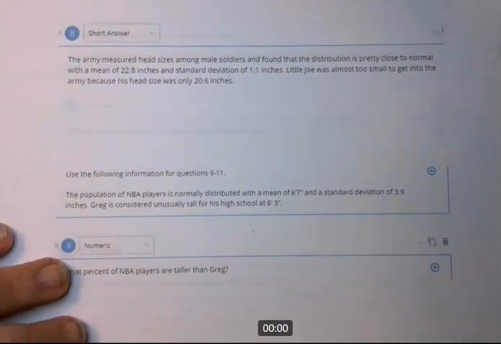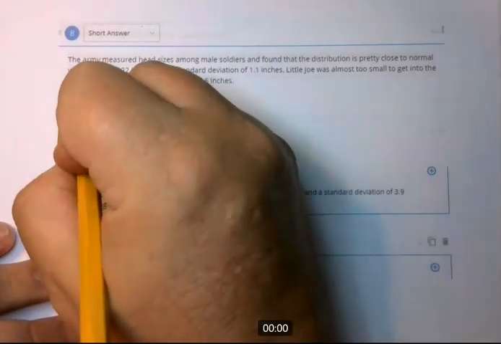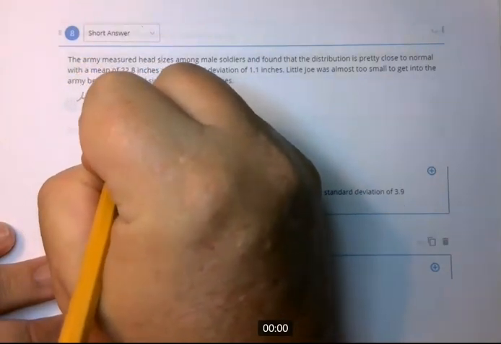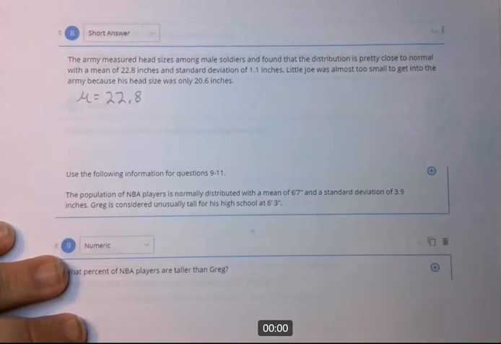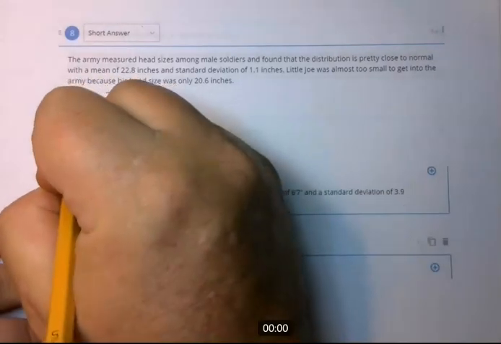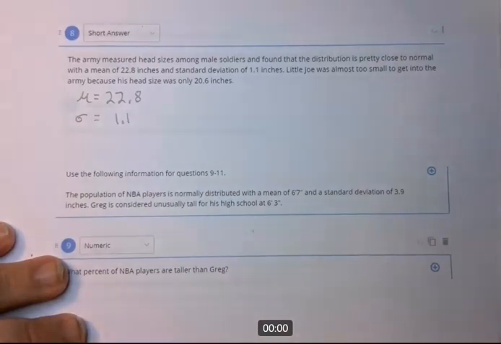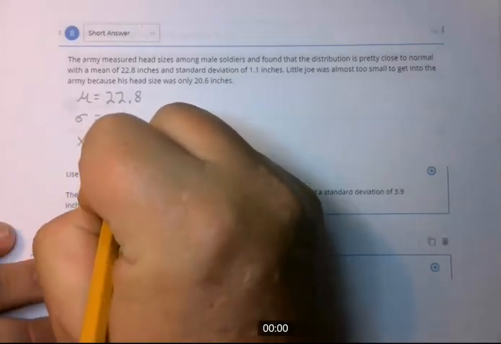Okay, the Army measured head sizes among males, found that distributed pretty close to a mean of 22.8. And you notice I'm rushing through these questions. You're really just looking for the numbers here. Standard deviation of 1.1. And let's see. Little Joe had a head size of 20.6.